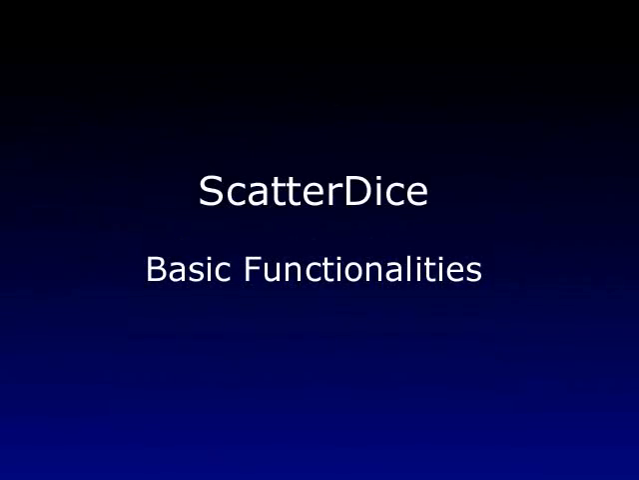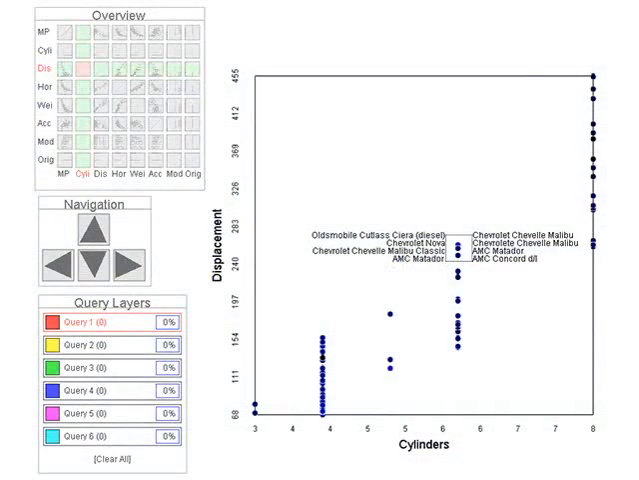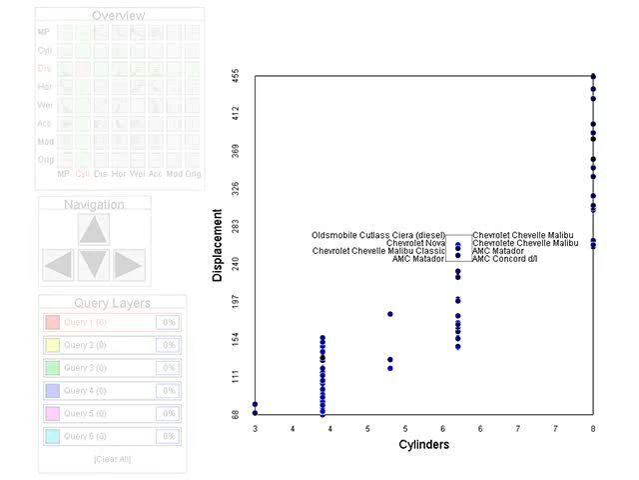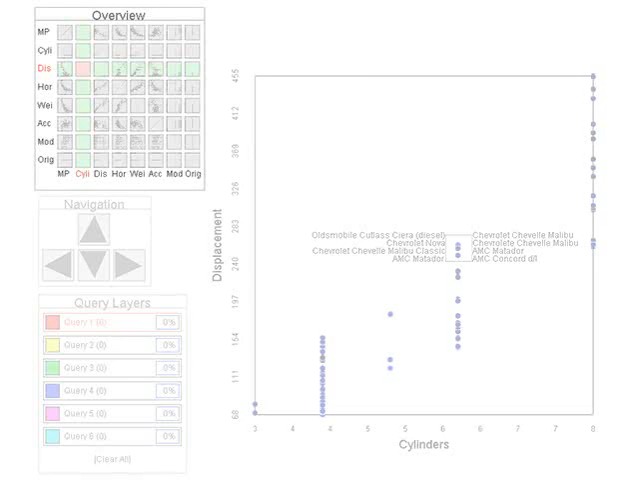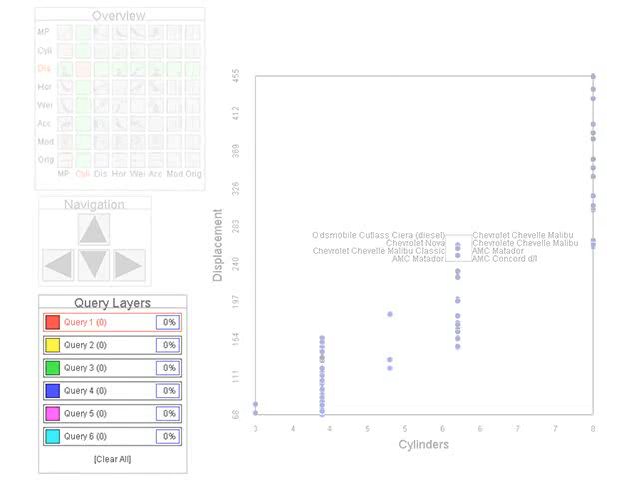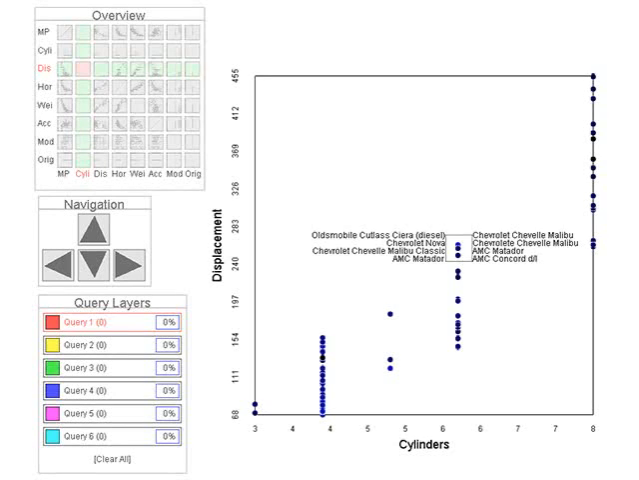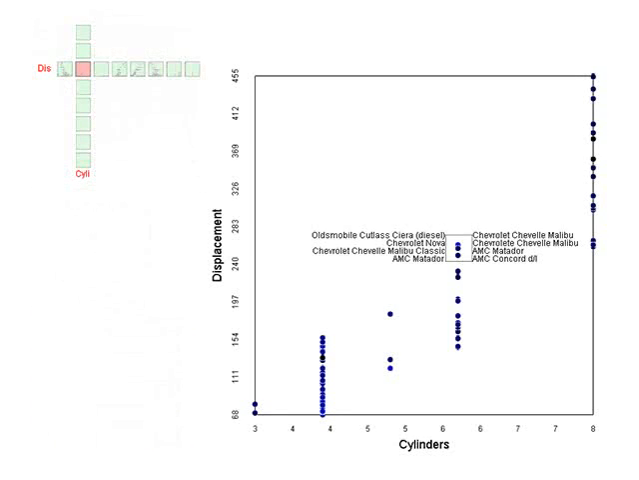The Scatterdice application is a prototype implementation of our scatterplot matrix navigation technique. Scatterdice consists of four main components: a scatterplot matrix, a query layer control box, and a navigation bar. The main scatterplot visualization shows the current position in the scatterplot matrix. In other words, two of the dimensions in the dataset.